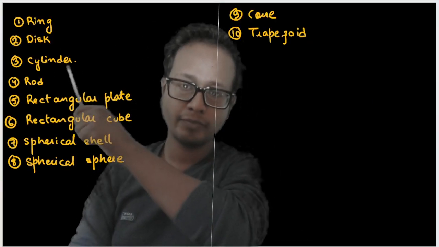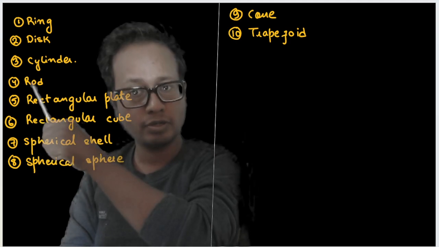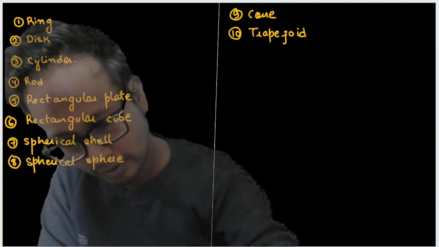Now we'll start with the rod. So you have finished two cylinders. The next moment of inertia we'll discuss is about the rod.